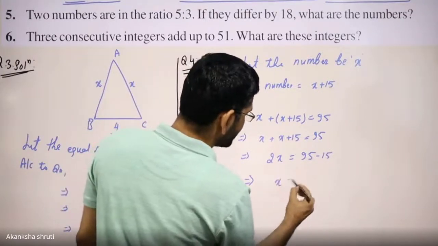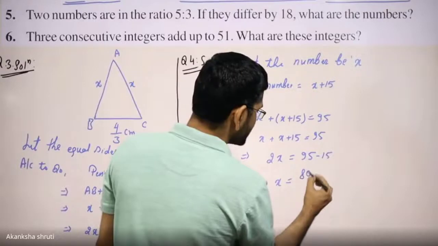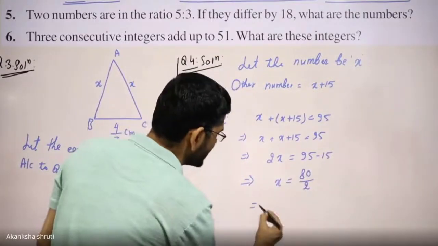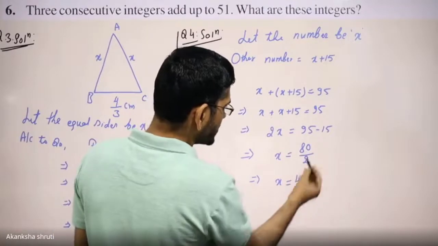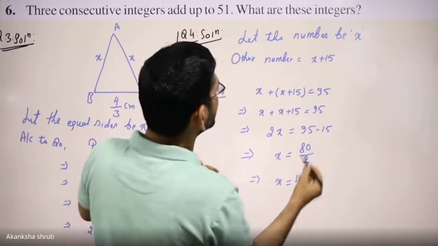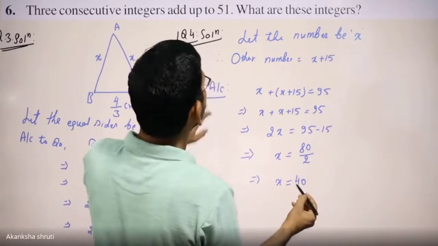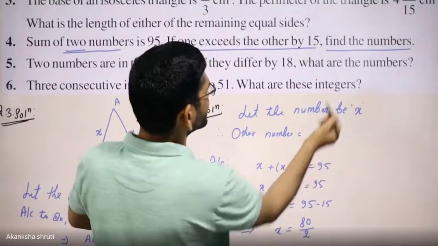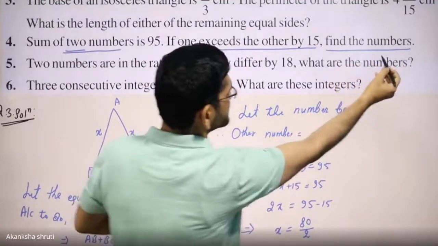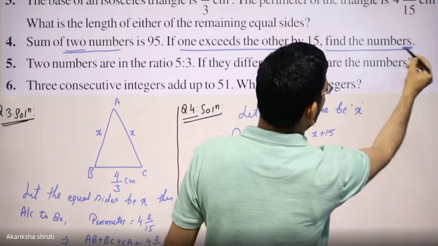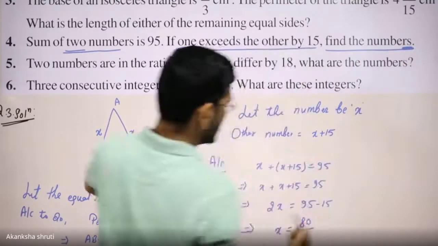So x becomes 80 divided by 2. This 2 came in the denominator. So it becomes 80 by 2. So 80 by 2 is our 40. So this is the one number. But what is the other number? The other will be 40 plus 15. You have to find both numbers. Please listen here. It is not just one number that is asked. It is both the numbers that you have to write.